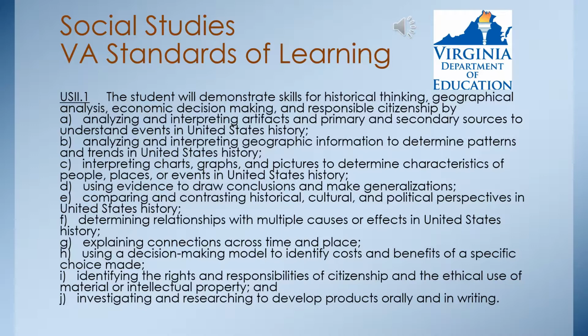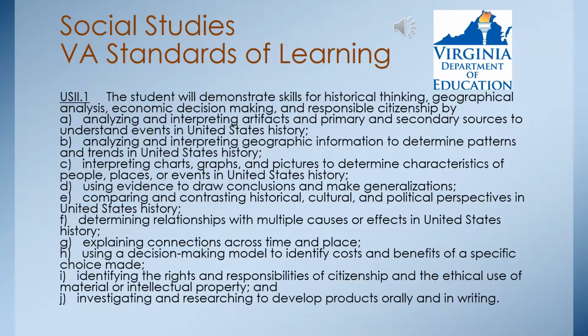Virginia Standards of Learning for Social Studies 6th grade for this unit would include US 2.1. The student will demonstrate skills for historical thinking, geographical analysis, economic decision making, and responsible citizenship by A. analyzing and interpreting artifacts and primary and secondary sources to understand events in United States history. B. analyzing and interpreting geographic information to determine patterns and trends in the United States history.